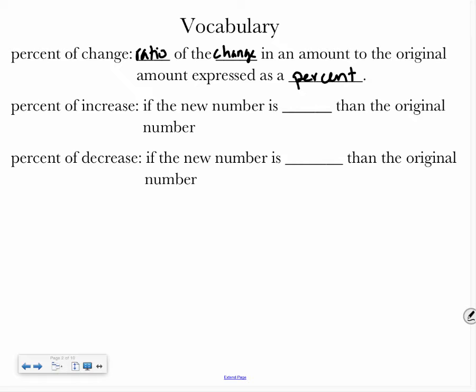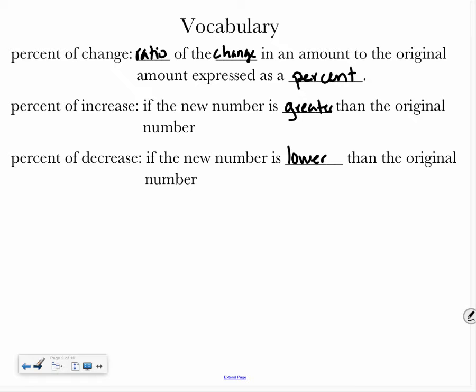Percent of increase, if the new number is greater than the original number. Obviously if something used to cost $10 and now it costs $20, there was an increase there. Percent of decrease, if the new number is lower than the original number. Let's say you bought something for $75 and then a couple months later you look at that same item and you see now it's only $60. That is a decrease.